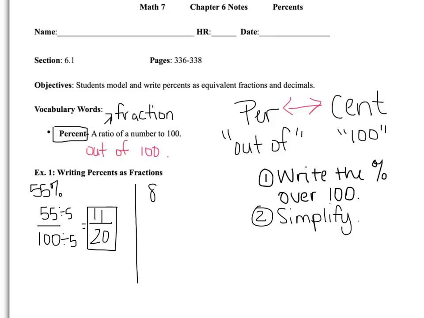Okay, second example, 81%. Percent means out of 100, so 81 out of 100. All right, are there any numbers that go into 81 and 100? Nope. They're relatively prime, so 81/100ths is the simplest form of 81% written as a fraction.